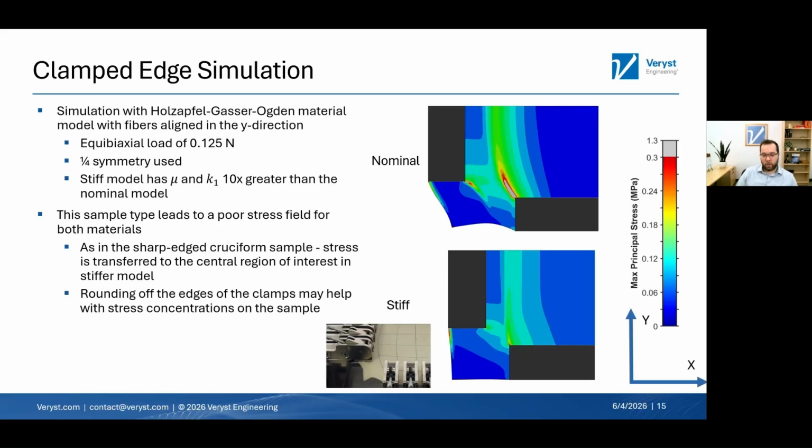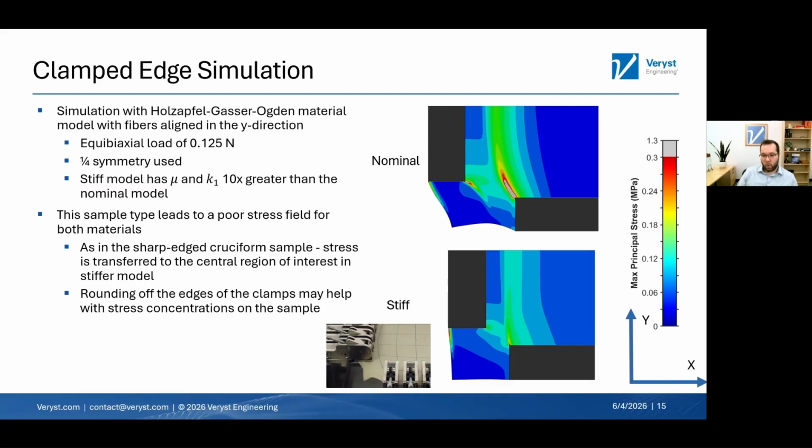Again, we're looking at this stress field in a quarter symmetry model. So in the bottom of the screen, there's the image from before, just cut in a quarter to show what we're looking at. And again, it's 0.125 equibiaxial load, and Holzapfel-Gasser-Ogden material. And the stiffer model is approximately 10 times stiffer than the nominal.